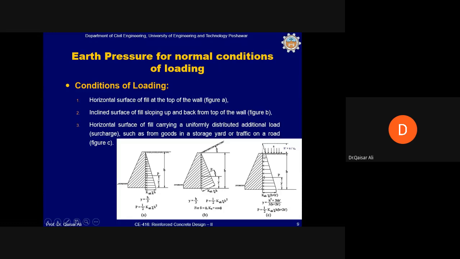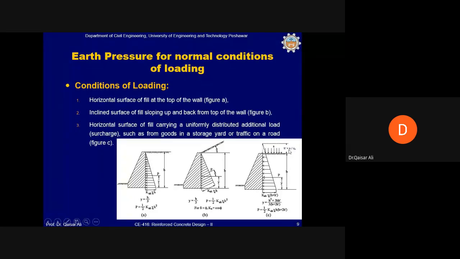Okay, then there is a third condition where there is a backfill. The pressure variation is triangular, but on top of the backfill there is a uniformly distributed surcharge S in pounds per square foot. Then this surcharge can be converted into an equivalent height H prime, and this can be calculated by this equation: S is equal to gamma H prime.